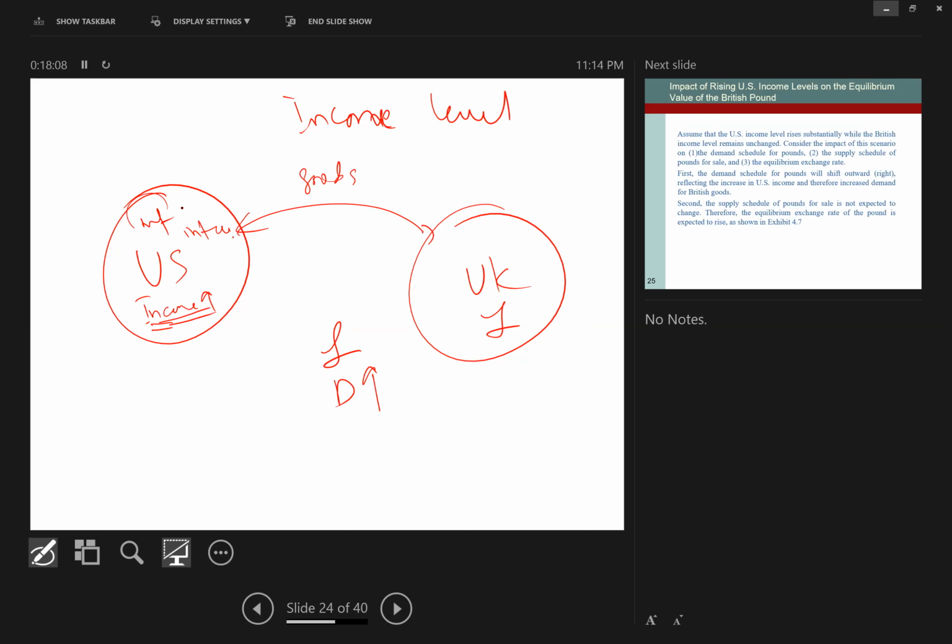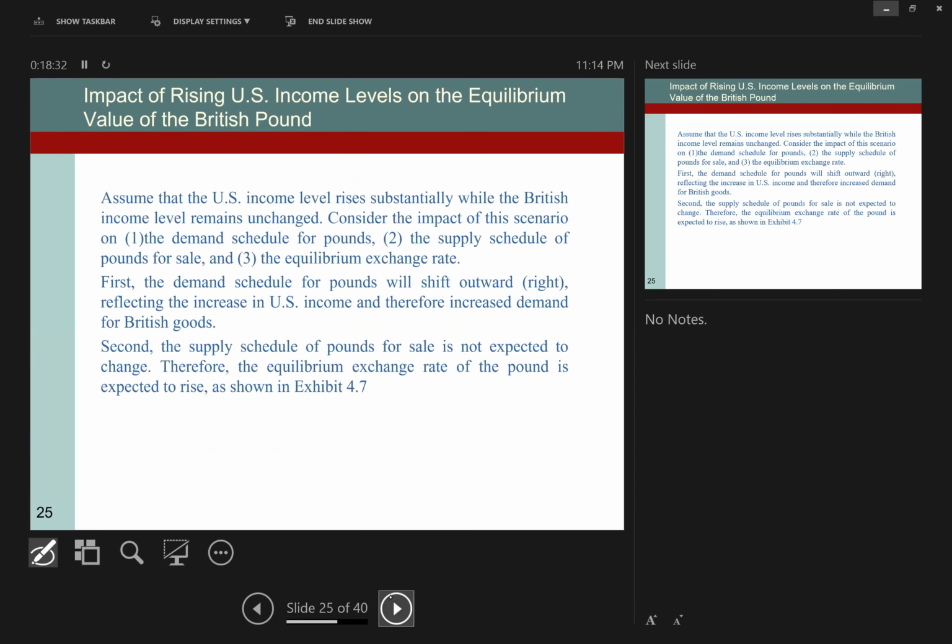Since no inflation has changed, no interest rate has changed, supply will be unchanged. In that case, because demand is still greater than supply, the exchange rate of the foreign currency goes up. So we have an example here.